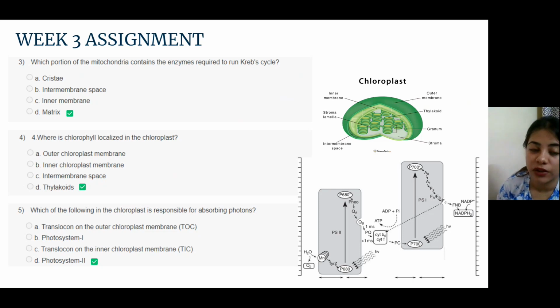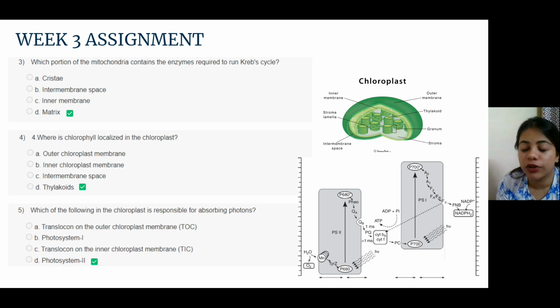As you already might know, the Krebs cycle, or the TCA cycle, that is the tricarboxylic acid cycle, is executed or carried out by the enzymes that are present within the mitochondrial matrix. So not the outer membrane, not the intermembrane space, not the inner membrane, not the cristae, but in the matrix itself, these enzymes are present. So this is quite a direct answer, and I'm hoping that most of you might have gotten this question right.